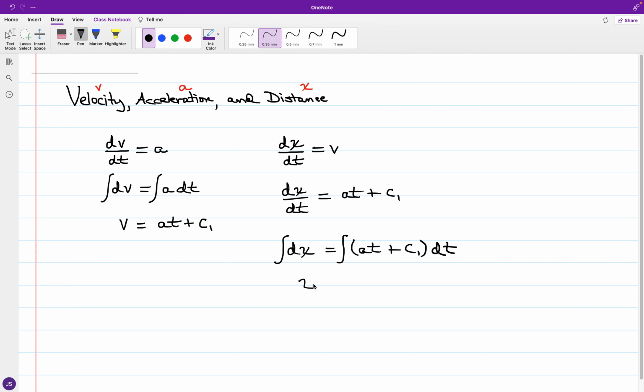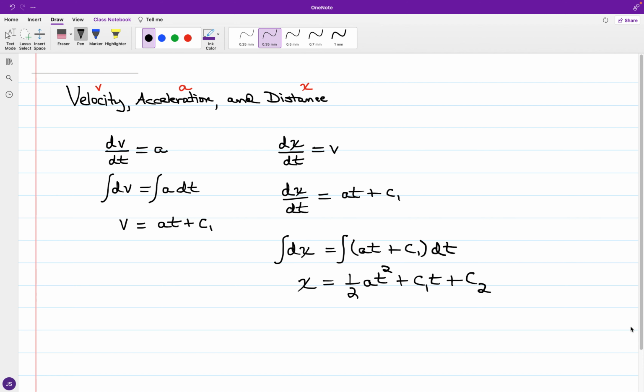The antiderivative of dx will go to x, and for at, integrating over dt, by the power property, the antiderivative of at is going to be 1/2 of a times t squared, and the antiderivative of c sub 1 will be c sub 1 t, followed by a second constant.